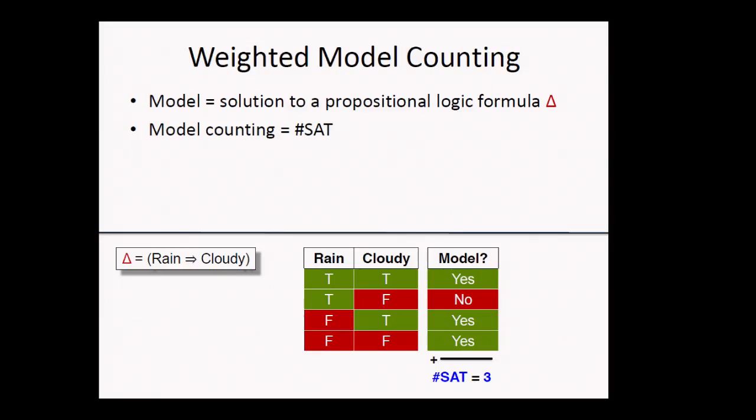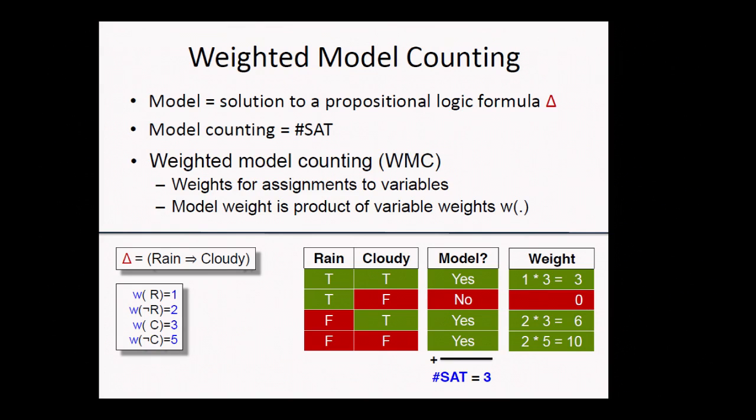So you have this sentence here. It says, if it's rainy, then it's also cloudy. There are 2 variables, and there are 4 joint assignments to these 2 variables. 3 of them are models, all of them except for the one where it's rainy and it's not cloudy, because that one violates the rule, right? So you have 3 models. The model count is 3.